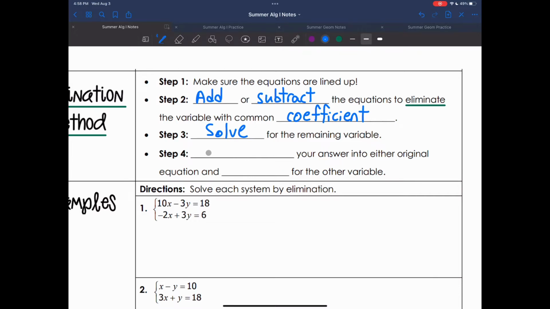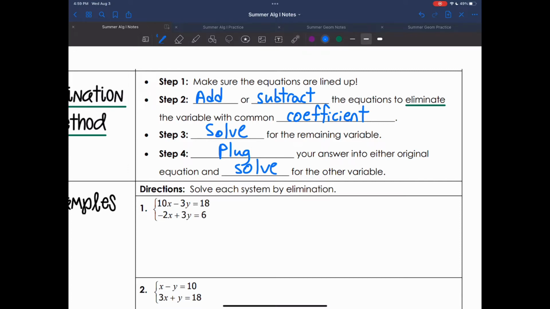Since these are your notes, I have a lot of kids say plug in the number instead of substitute in the number. So if this makes more sense to you, instead of substitute, you could just say plug your answer into either original equation and solve for the other variable. So this is technically a substitute, but it's your notes that you're going to look back on, and if plugging in your answer makes more sense, go for that word.